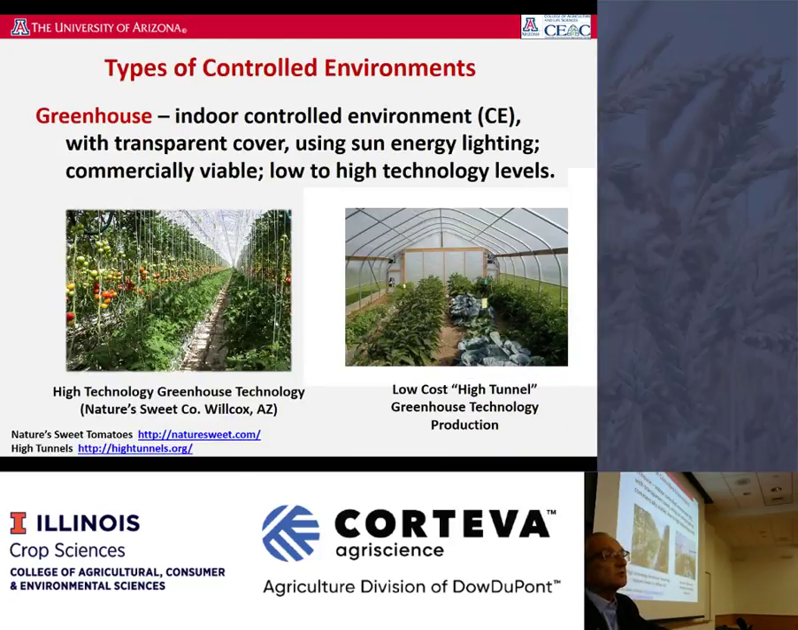The types of controlled environments, so you already looked at the high technology one, the very high producing Eurofresh on the left. Now it's owned by Nature's Sweet, same greenhouse producing tomatoes. There's the other extreme, the high tunnel. High tunnel greenhouse, hard to say it's a controlled environment because normally it has no heater. Normally it has no ventilation, no electrical ventilation. You roll up the sidewalls manually.